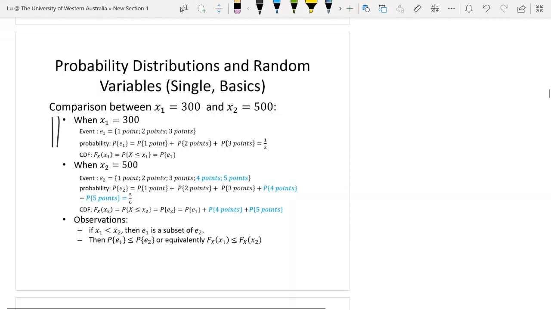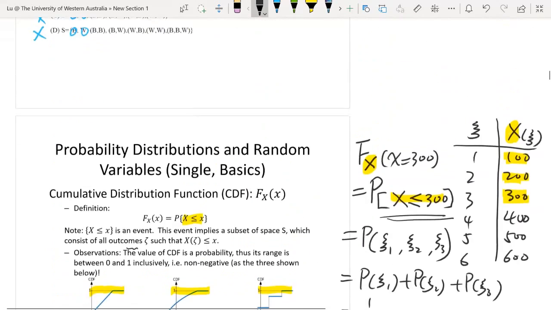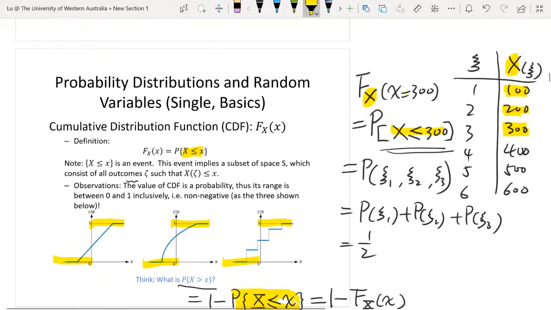And for the first case, I don't think we need to explain it too much because we just finished this example. Okay, and let's move on to the second case where the parameter used in the CDF function is 500. When we increase the parameter of the CDF function from 300 to 500, we need to change the number of the outcomes included in the event, because there are 2 more entries in the table which can satisfy this condition.